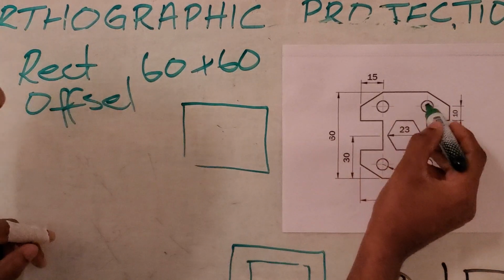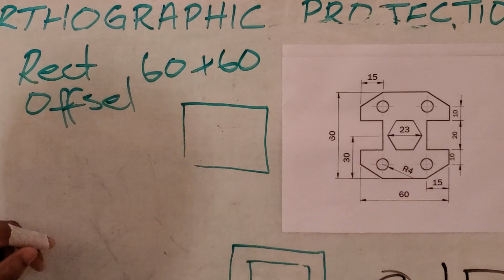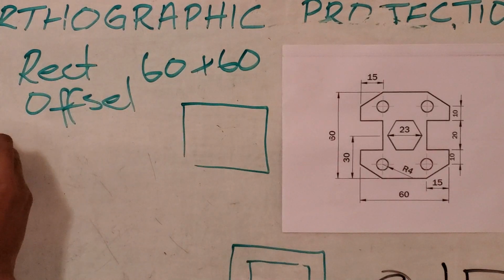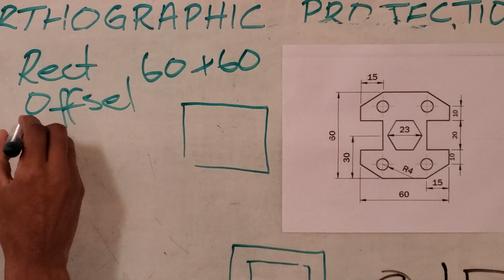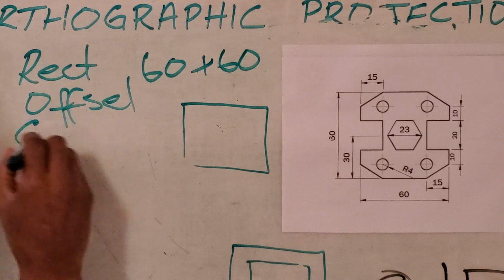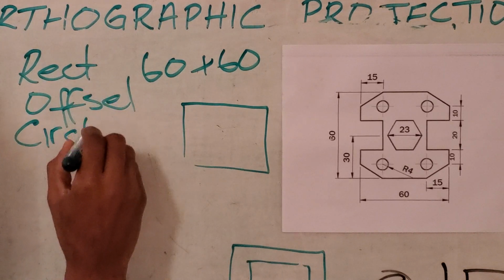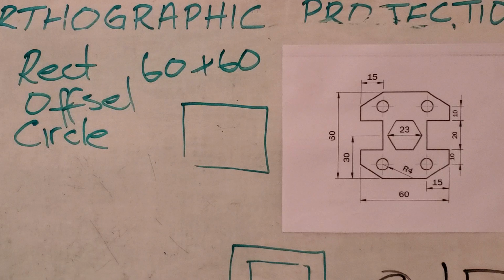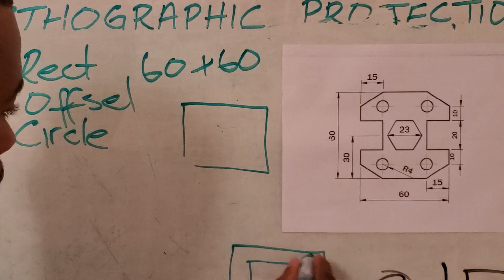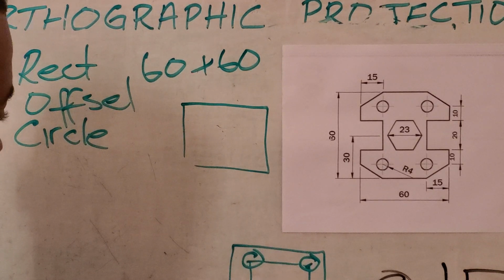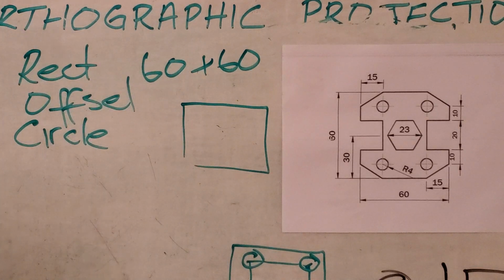We would then get these 4 points. Next we use circle, and we'll draw a circle here. That is done.